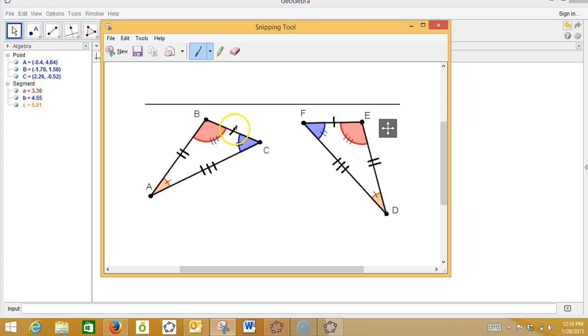So the 3 segments, like BC is congruent to FE over here, AC is congruent to FD, BA is congruent to ED, and then also the 3 angles have to be congruent to 3 angles in the triangle. Those are the 6 parts of the triangle. So to truly say that 2 triangles are congruent, we do need to know that all 6 parts have to be congruent, which then allows us to write a congruency statement.